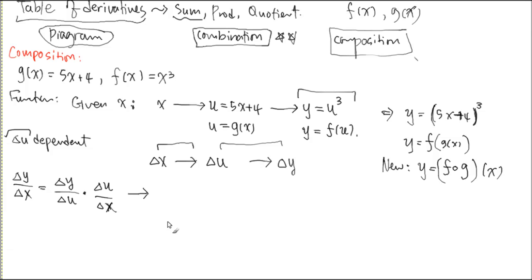What's the behavior of this one as delta x approaches 0? Because of the continuity, delta u approaches 0 and delta y approaches 0. So these are all indeterminate forms. What is this Leibniz's notation? What happens to delta y divided by delta u? It's not approaching 0, it is an indeterminate form. Leibniz invented this notation. What was it?